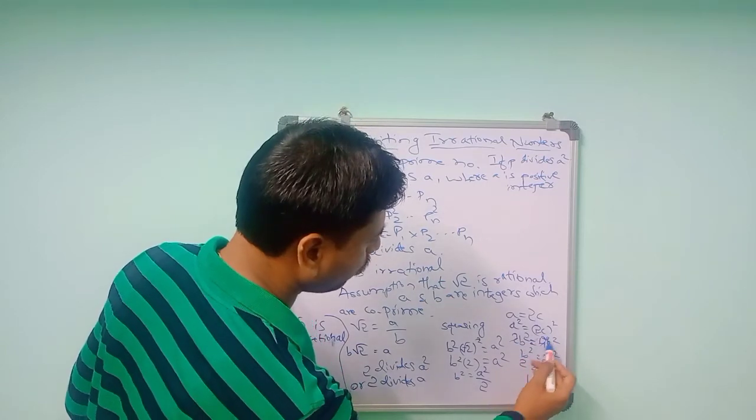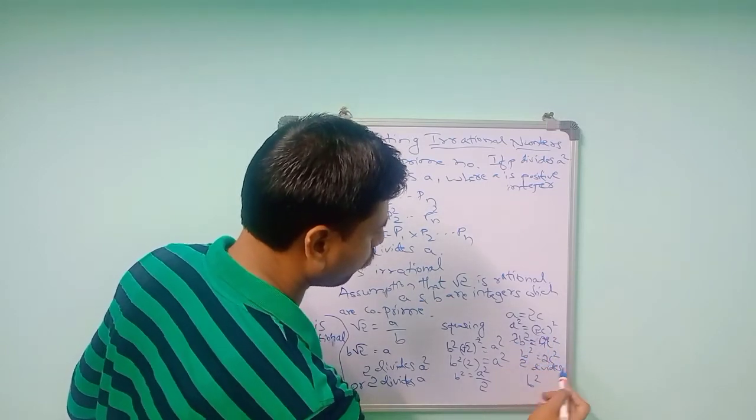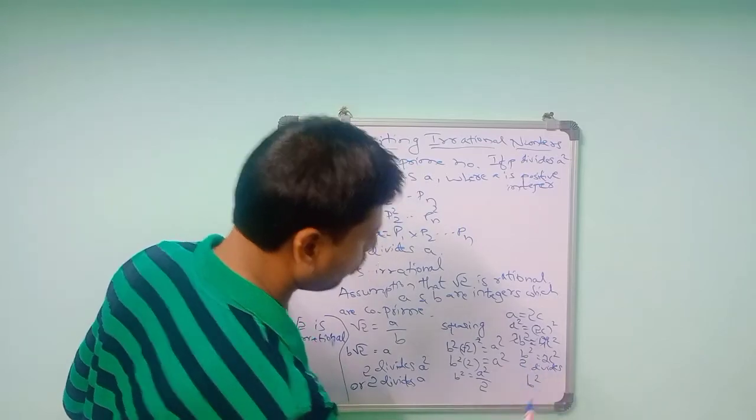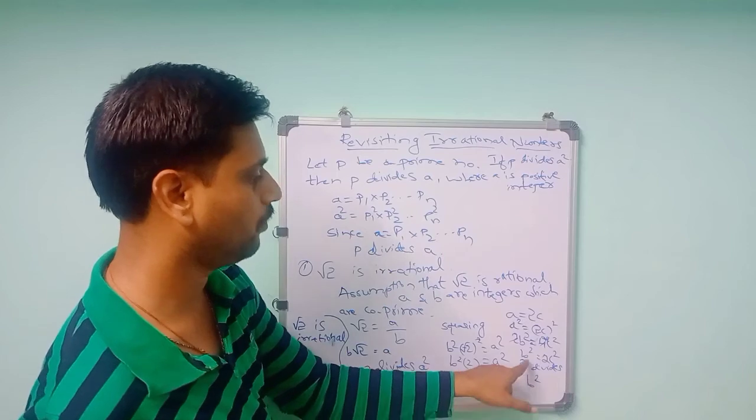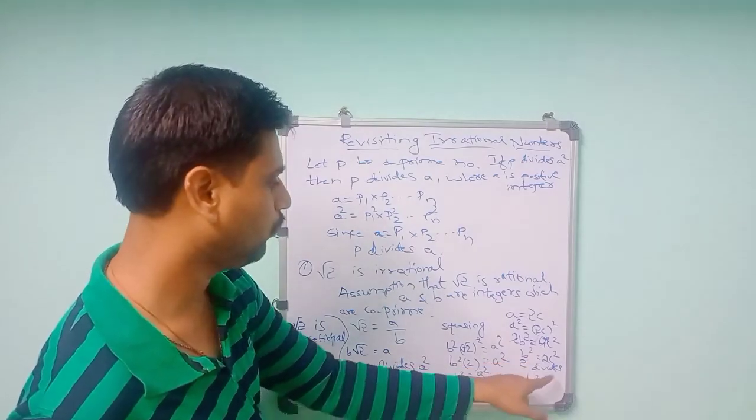So the 2 and 2 are cancelled. Here b square is equal to 2c square. Then you write 2 divides b square, because this 2 will come down. So 2 divides b square. 2 is dividing the number b square.